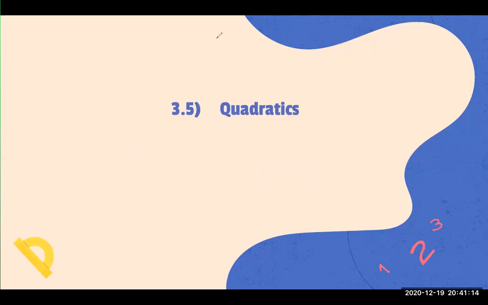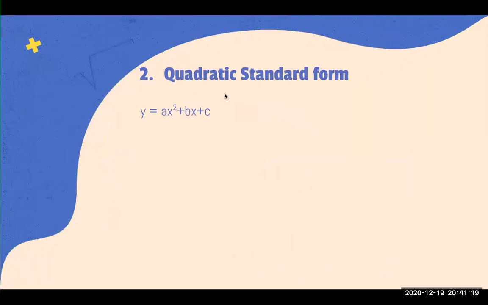So let's clear the screen. We're getting into some more complicated stuff now. So this is the quadratic standard form, for graphing things on a coordinate plane. It's y equals ax to the power of 2 plus bx plus c. This is the quadratic standard form, and if you're taking notes, you should copy this down.